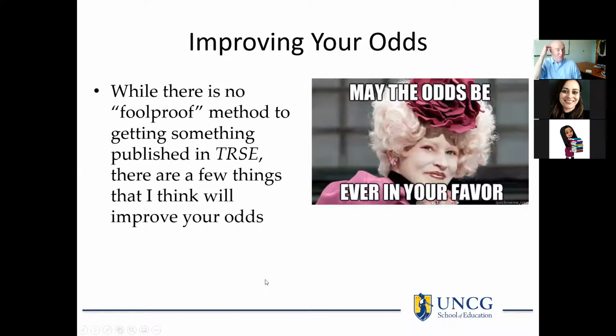So now let's get to the part where I think most people want to get some inside information here: ways to improve your odds of getting things published in TRSE.